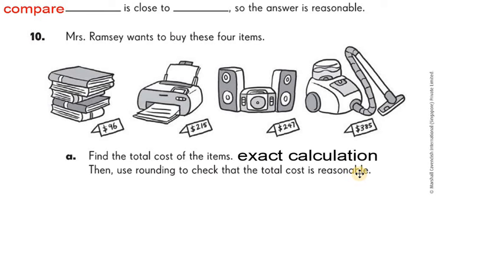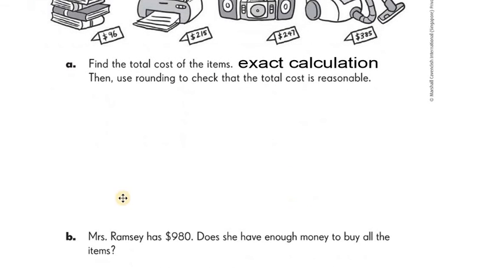I think that sounds a little bit confusing. I think what we want to do is we want to use rounding to check that our exact calculation is reasonable. And in this case, they're saying total cost. And that would be the exact calculation they're talking about. That's part A. Part B says, Mrs. Ramsey has $980. Does she have enough money to buy all the items? So then all you need to do is answer yes or no there.